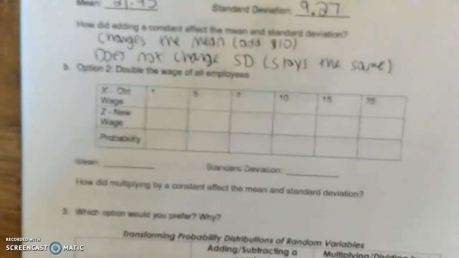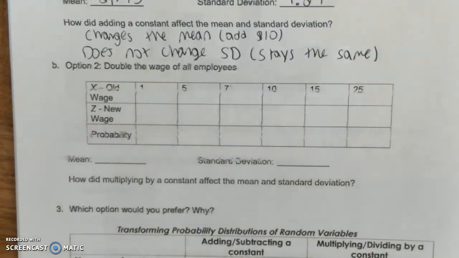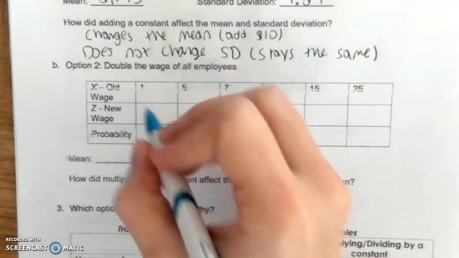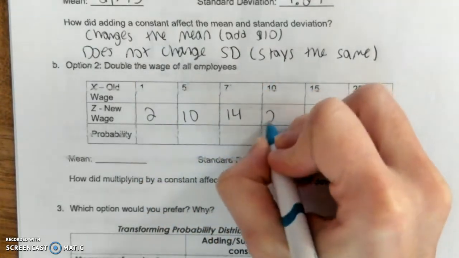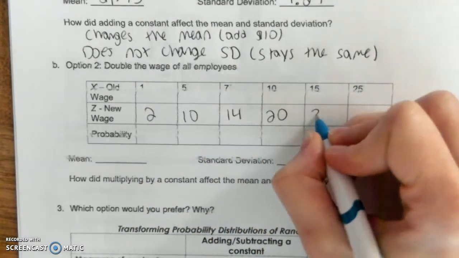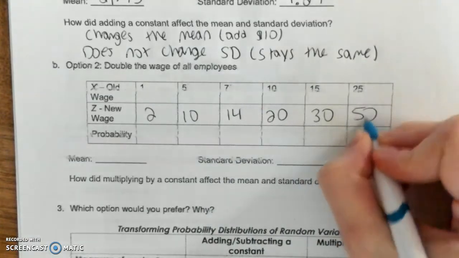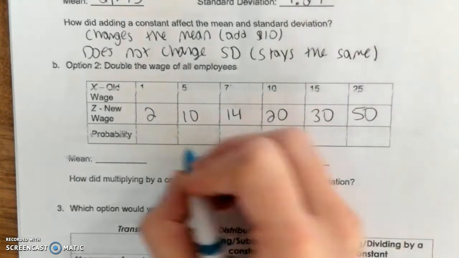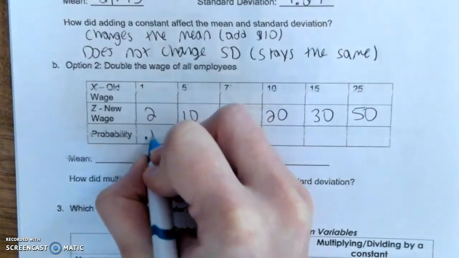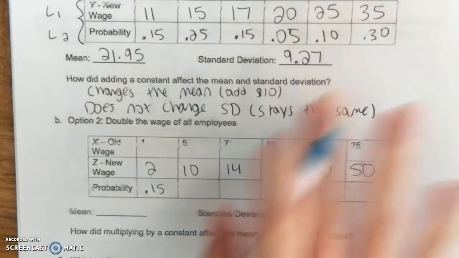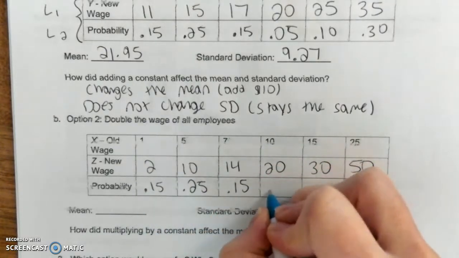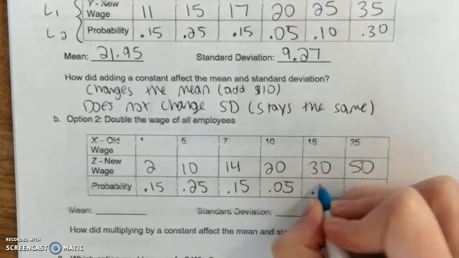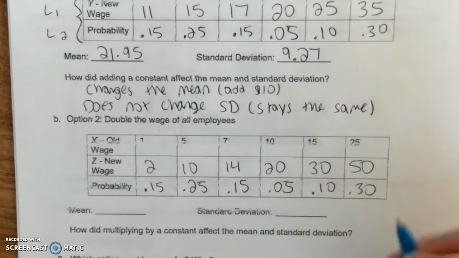All right, now option 2 is to double everybody's wages. So double means multiply. So all I'm going to do is multiply all these numbers by 2. So 1 becomes 2, 5 becomes 10, 7 becomes 14, 10 becomes 20, 15 becomes 30, and 25 becomes 50. My probabilities don't change, right? It was just the wage. So I'm going to put the same probability as above that I have been using. 0.15, 0.25, 0.15, 0.05, 0.10, and 0.30. All right?